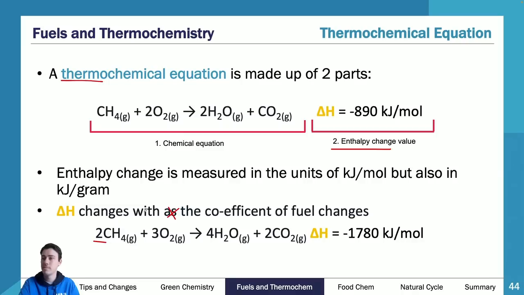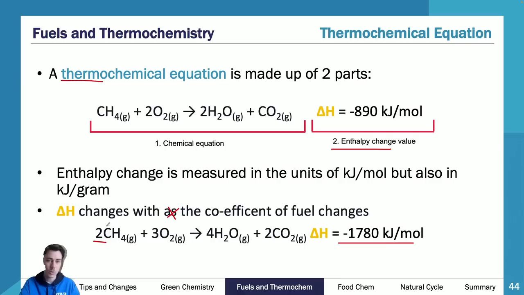So it's always the fuel you look at. You don't look at everything else. Don't worry about the oxygen. Don't worry about the H2O and the CO2. You only look at the fuel. This is the fuel. Therefore, that's where the energy comes from. There's also some other tricks here. As you can see here, we already discussed, we multiply the coefficient, you multiply the delta H, no matter what.